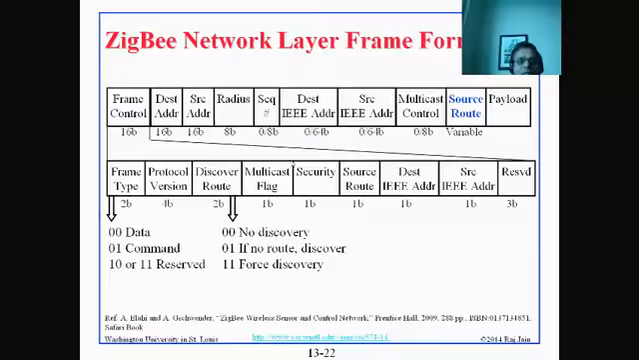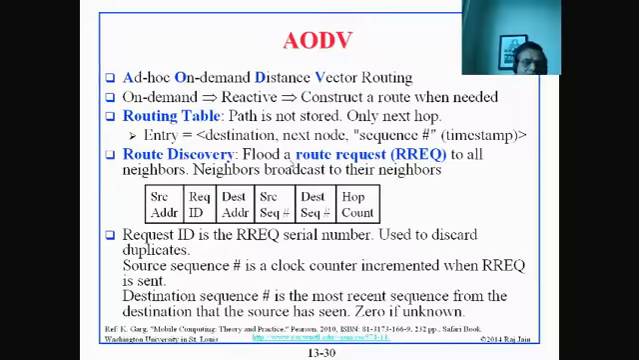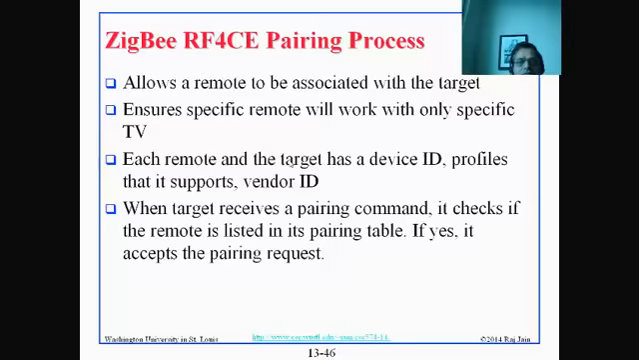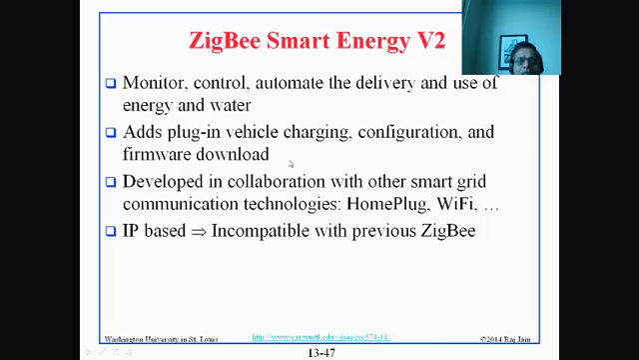So ZigBee Smart is obviously not compatible with regular ZigBee. If you had a regular ZigBee device, it will not understand IP. And if you have a ZigBee Smart device, it will not understand regular ZigBee because it will not understand ZigBee routing. But like everything else I told you, the name ZigBee is there, and they are happy, and that ZigBee can be used for smart grid. It's just a different ZigBee.